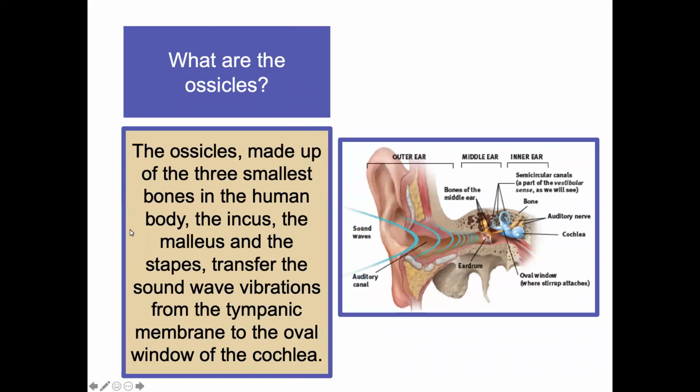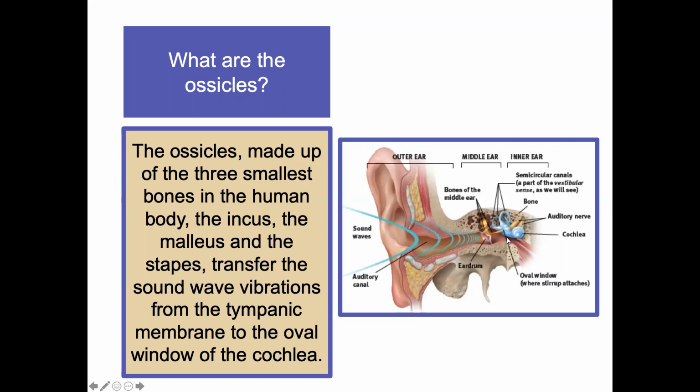So what are ossicles? Ossicles are made up of the 3 smallest bones in the human body. Interesting little fact there. The incus, the malleus, and the stapes, which you may have heard termed otherwise. They're sometimes called the hammer, the anvil, and the stirrup. These 3 tiny little bones transfer sound wave vibrations from the tympanic membrane to the oval window of the cochlea.